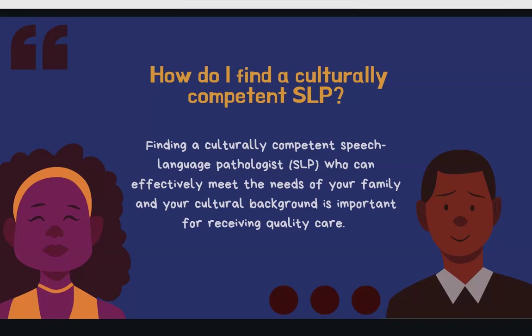Lastly, trust your instincts. Choose a speech pathologist who makes you feel comfortable, respected, and understood. Cultural competence goes beyond qualifications and credentials. It involves building a trusting and collaborative relationship with your SLP. By taking these steps, you can increase the chances of finding a culturally competent speech pathologist who can provide effective and culturally responsive services for you and your loved ones who may have a communication disorder.